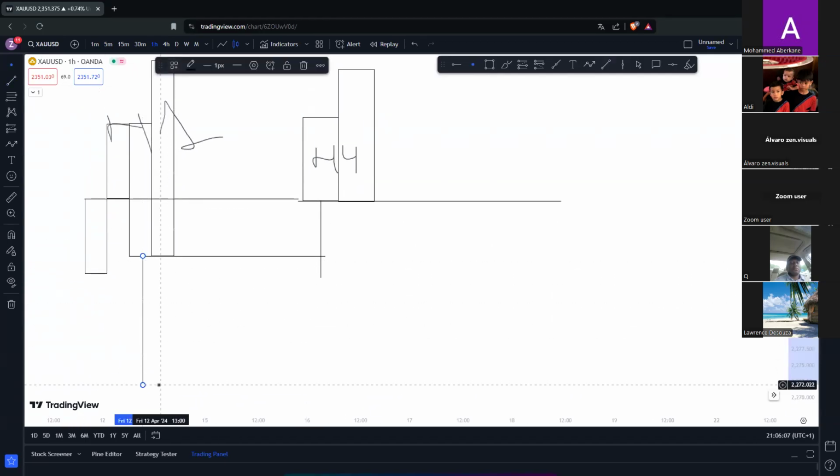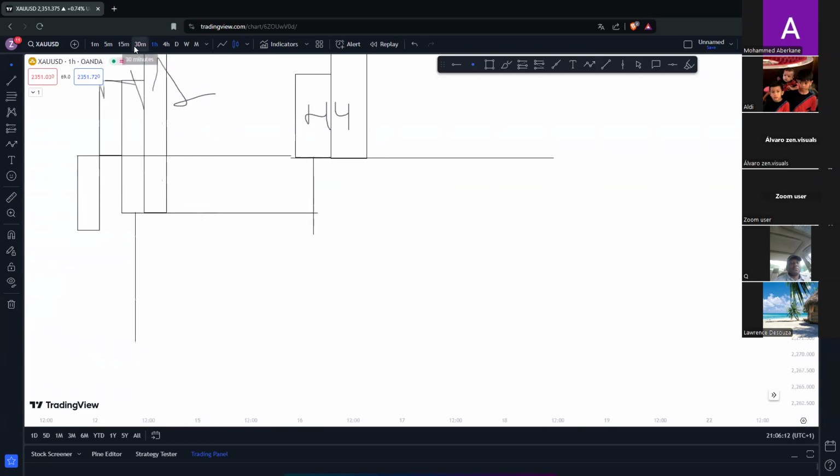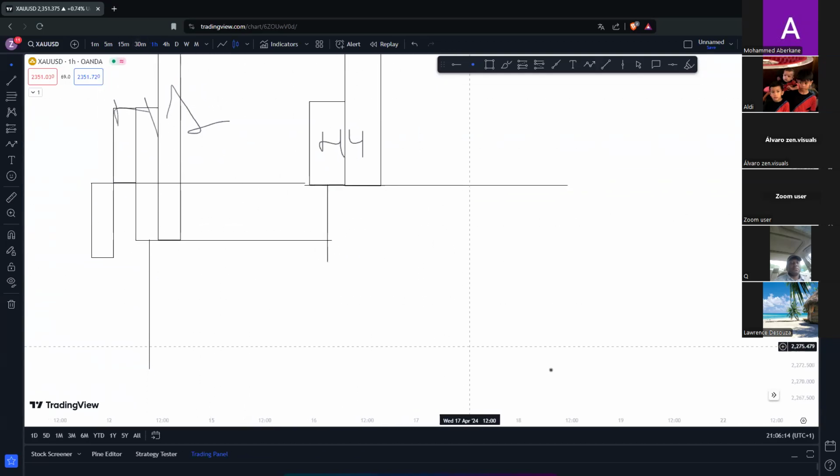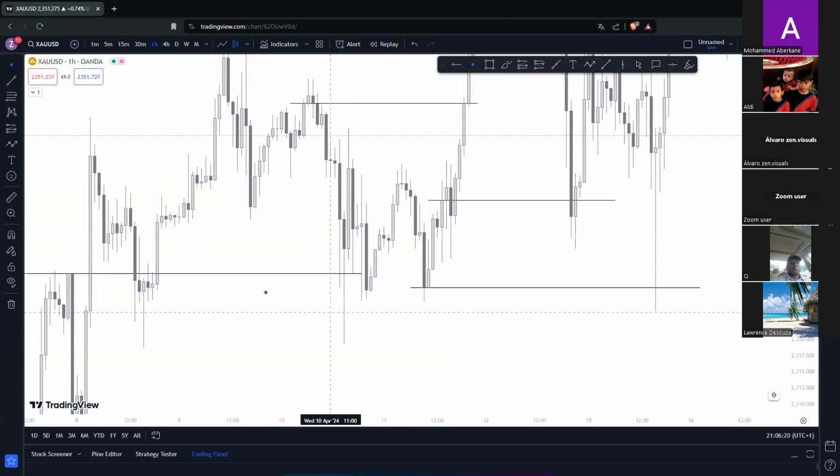Also, if your H1 has a big wick that is bigger than 50 pips, you would want to refine it to M30 as well. So when you go to the M30, you can basically look at another setup. So let's take a look here.